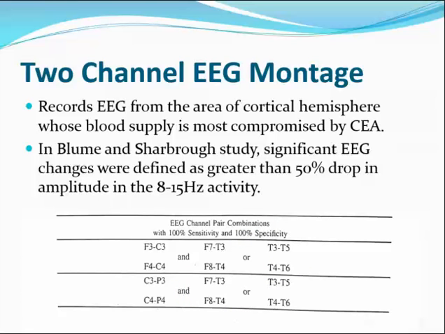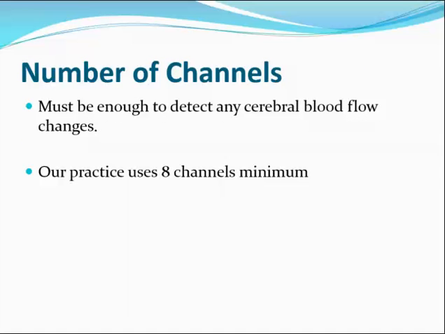Like we said, in our group, we use at least 8 channels for EEG. If EEG is one of the main modalities that we're monitoring, like for aneurysm clippings, like for carotid endarterectomies, for AAAs, which are abdominal aortic aneurysms, we are using at least 8 channels. So the number of channels, like we said, must be enough to detect any cerebral blood flow changes. In our practice, we use a minimum of 8 channels.